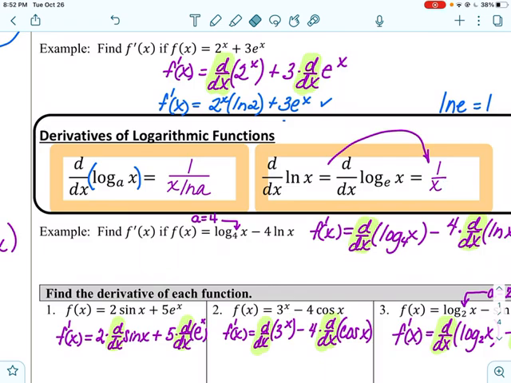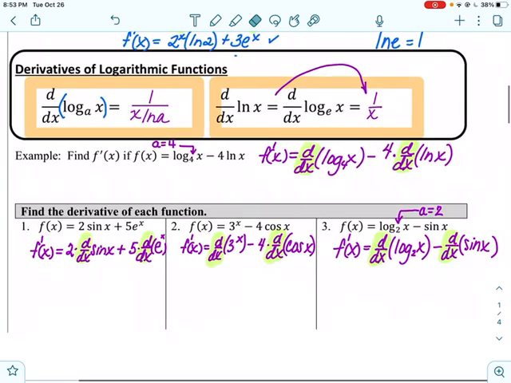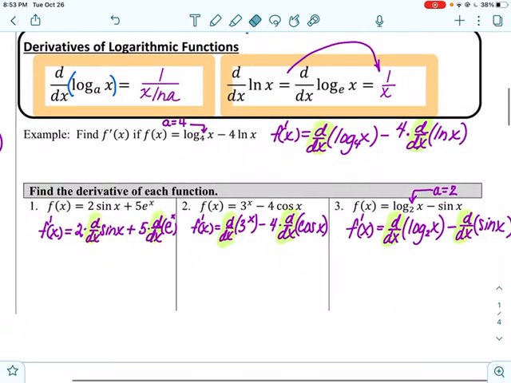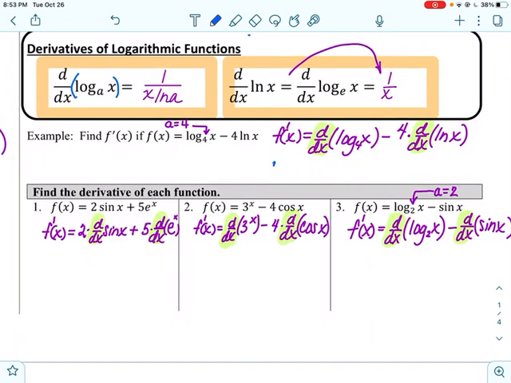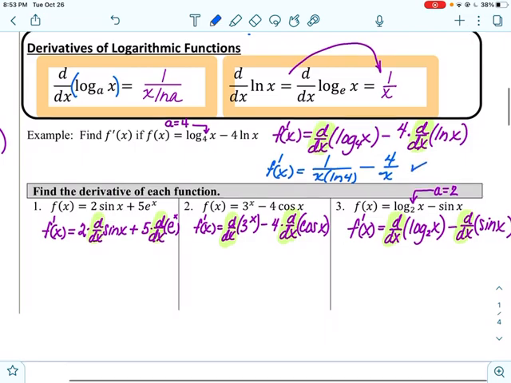Okay, so here's our first example here. We have f prime if f of x is equal to log base 4 of x minus 4 ln x. So when we take that, we're going to use the first rule over there, and f prime of x is equal to 1 over x times ln of 4. And then it'll be minus 4 times 1 over x, which we can write as 4 over x. And there you have it.